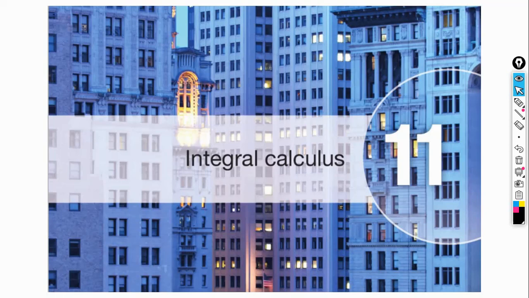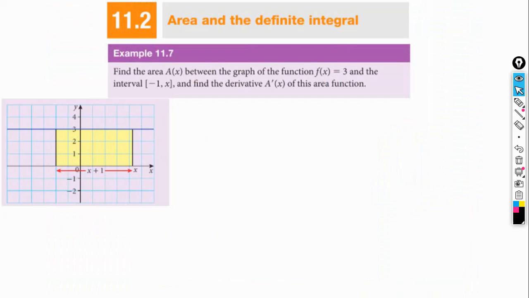Hello everybody. In this video we're going to continue with chapter 11, Integral Calculus, specifically 11.2, Area and the Definite Integral. So we start with example 11.7, which says, find the area, A of x, between the graph of the function f of x equals 3 and the interval from -1 to x, and then find the derivative of this area function.